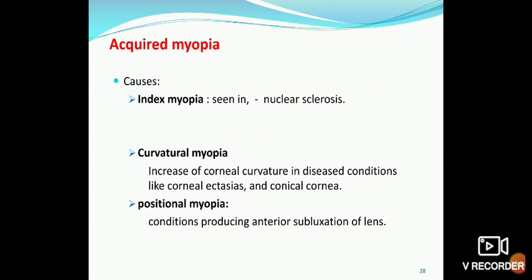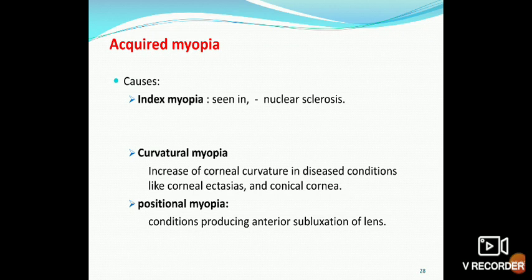Another clinical entity is acquired myopia. In that, index myopia: as I have told you, index myopia is due to sclerosis of the nucleus of your lens, due to nuclear sclerosis. It is seen in older individuals. Curvature myopia is due to excessive curvature of the cornea, or corneal conditions causing excessive curvature, like corneal ectasias and conical cornea.